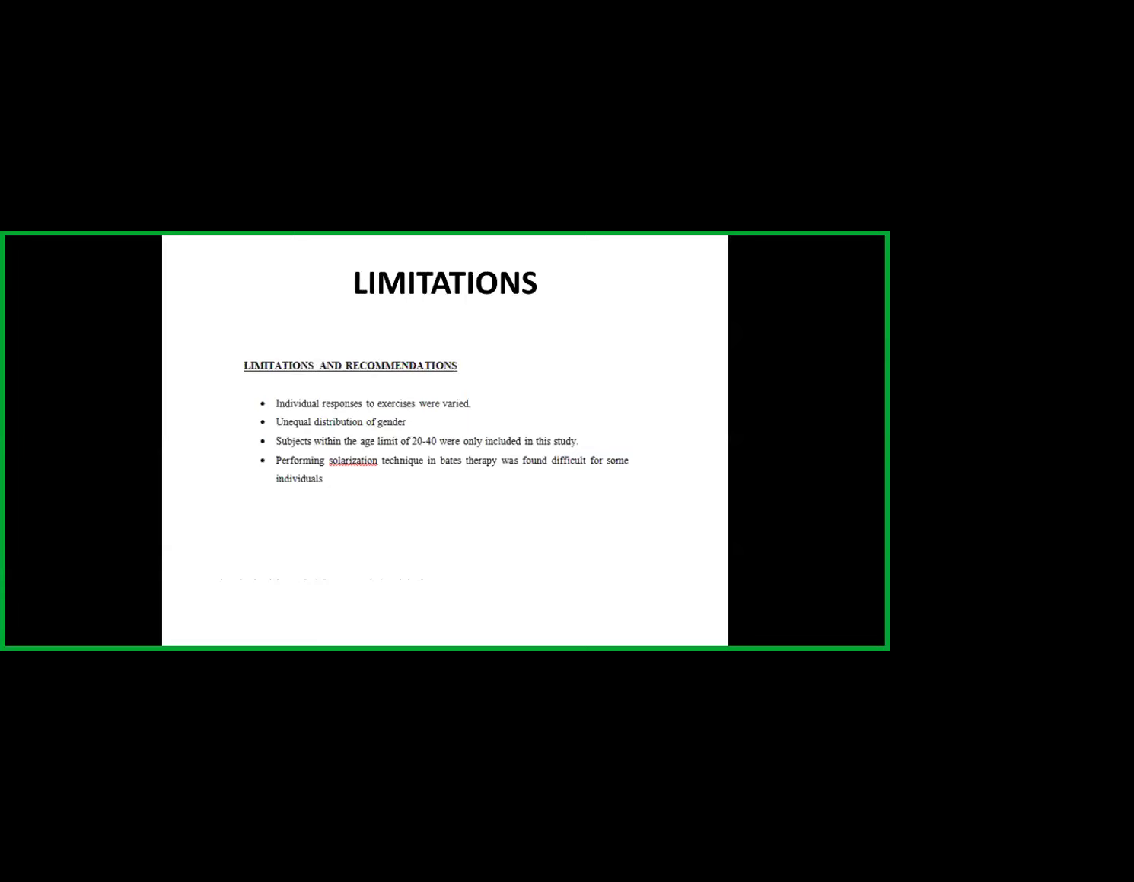The limitations of this study were that individual responses to exercise varied. Some of them were not willing to do exercise on a regular basis. There was unequal distribution of gender. As I said before, gender distribution actually contributes in the study, because the visual acuity is different in both genders. Subjects within the age limit of 20 to 40 were only included in the study, so we are not aware about people above the age of 40. That is a limitation.